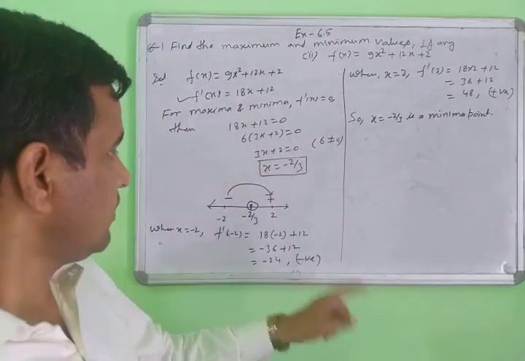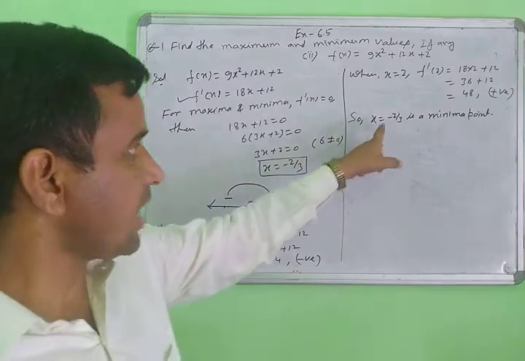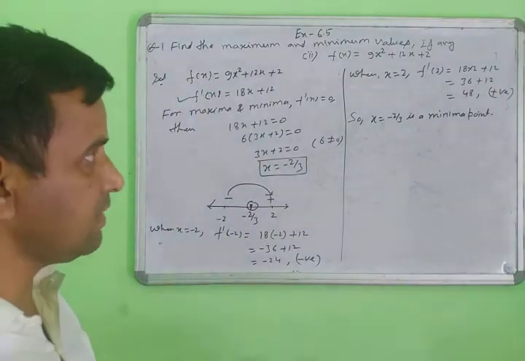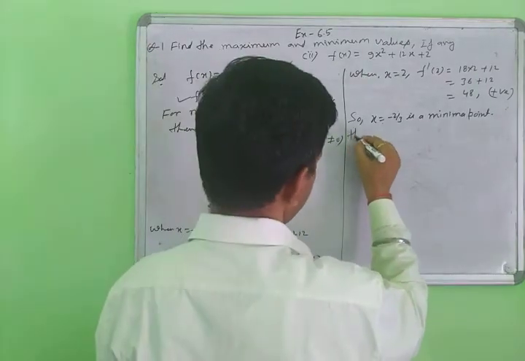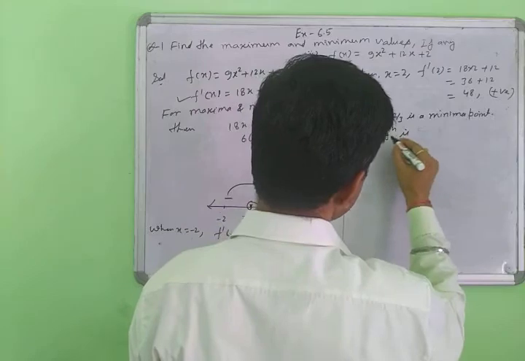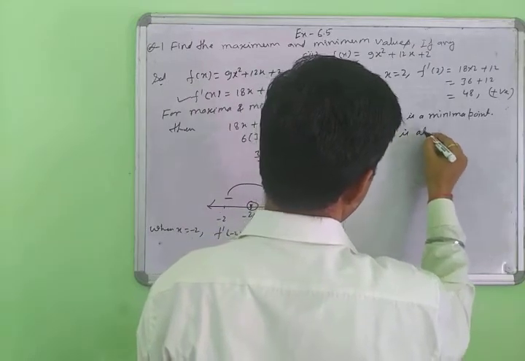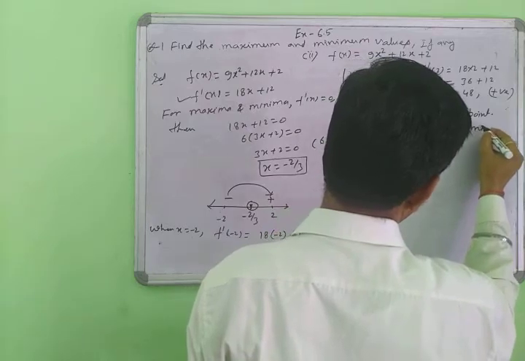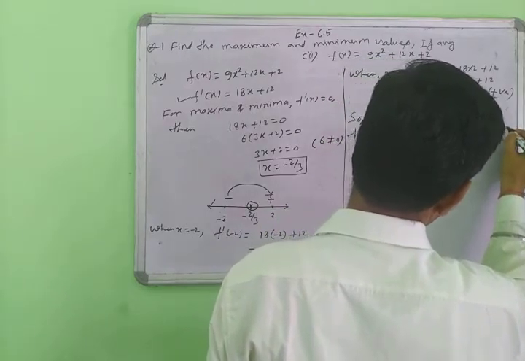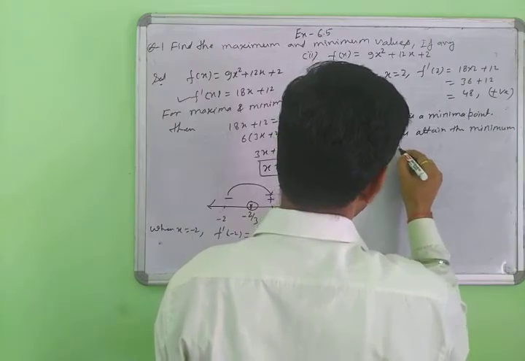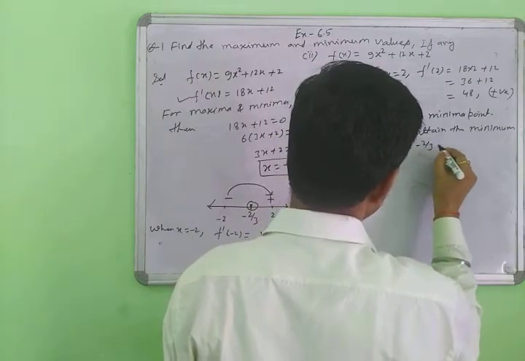So when changing to negative, then x equal to -2/3 is the minimum point. So the function is attaining the minimum value at x equal to -2/3.